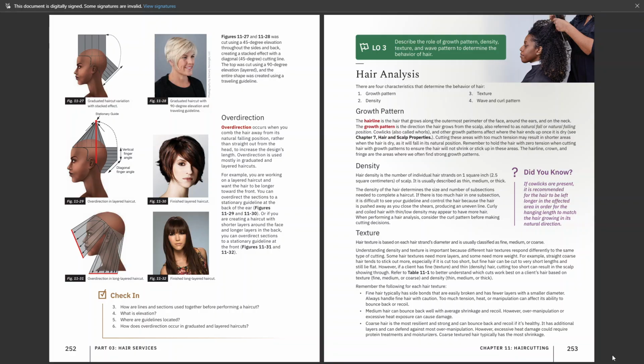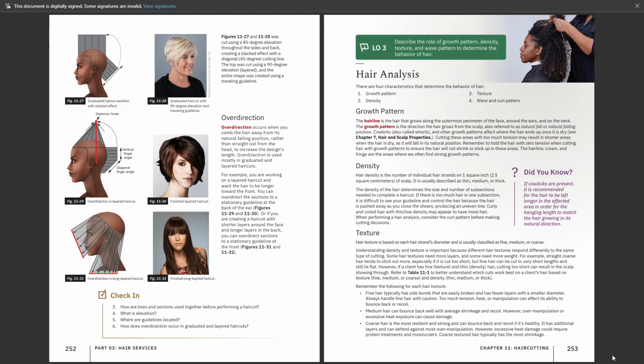Remember the following for each hair texture. Fine hair typically has side bonds that are easily broken and has fewer layers with a smaller diameter. Always handle fine hair with caution. Too much tension, heat, or manipulation can affect its ability to bounce back or recoil. Medium hair can bounce back well with average shrinkage and recoil. However, over-manipulation or excessive heat exposure can cause damage.